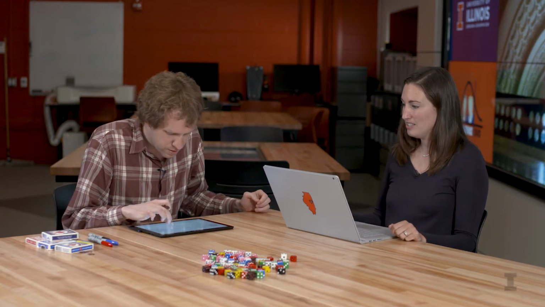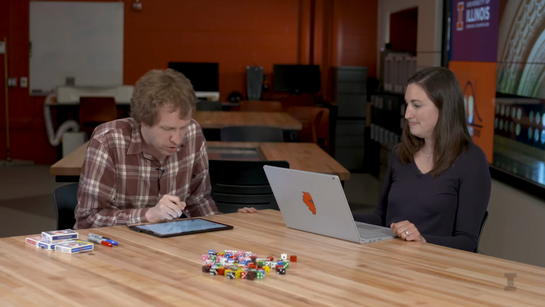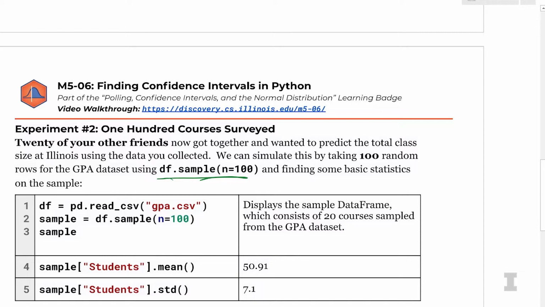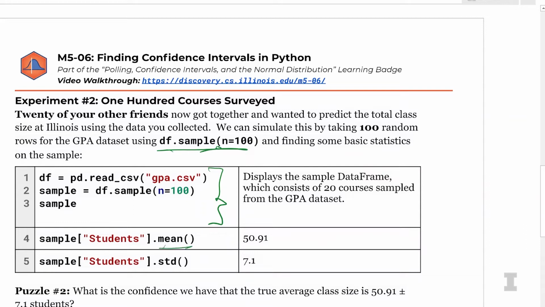Awesome. So let's see. So we now have another survey. And I'm going to set up the survey as, instead of just having 20 people, maybe you and 19 of your friends, each in 5 courses, decided to survey all of those courses. So I'm going to simulate this by sampling 100 courses. So here, taking the sample of 100 courses, I used the exact same code, and this time I got a much larger mean.